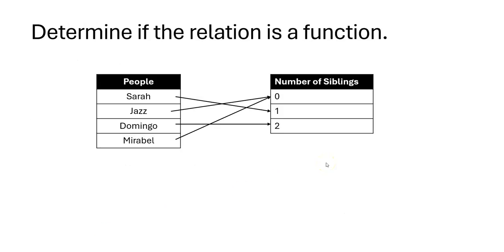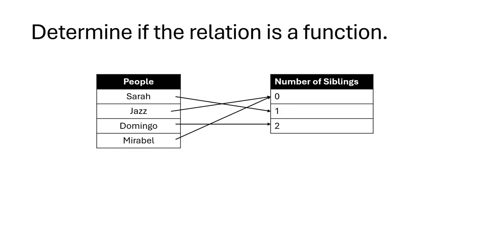Okay, so first we're going to start and we're going to have this mapped out already. So we're going to decide if this relation is a function. Now, the two pieces that we're looking at are people. We have Sarah, Jazz, Domingo, and Maribel. And then we have the number of siblings on the right, the second set. So the domain are the people. The range is the number of siblings.